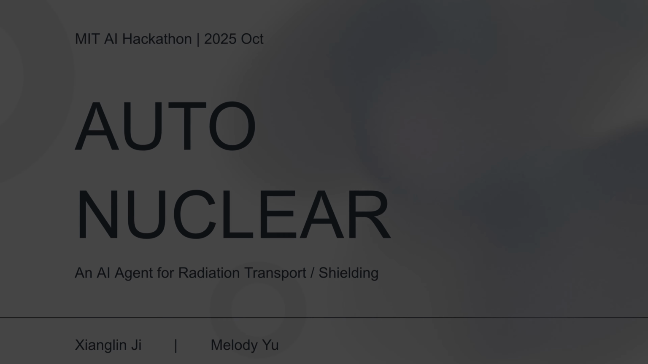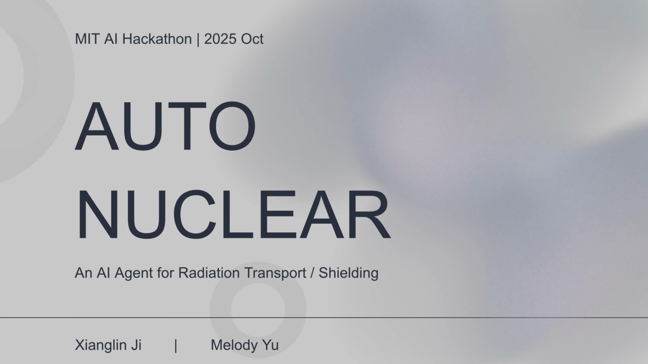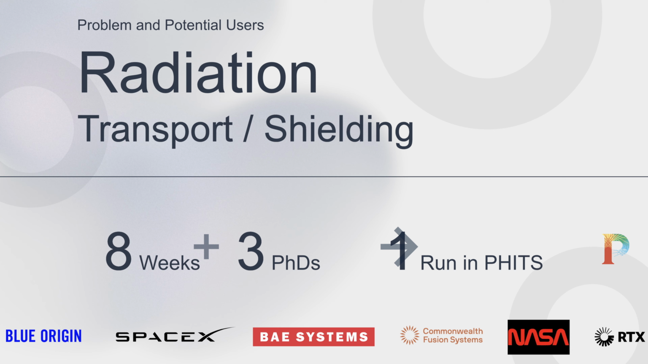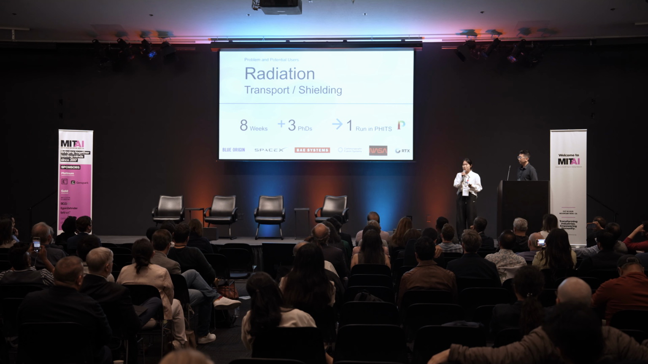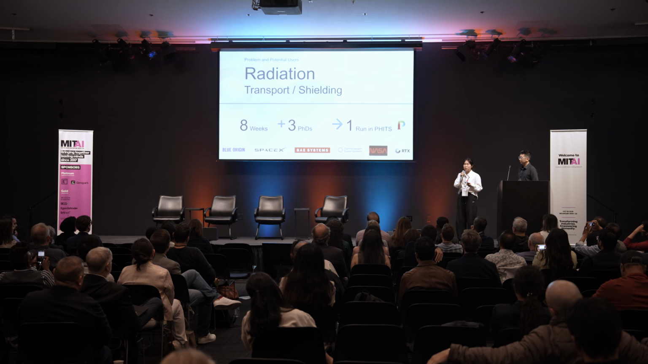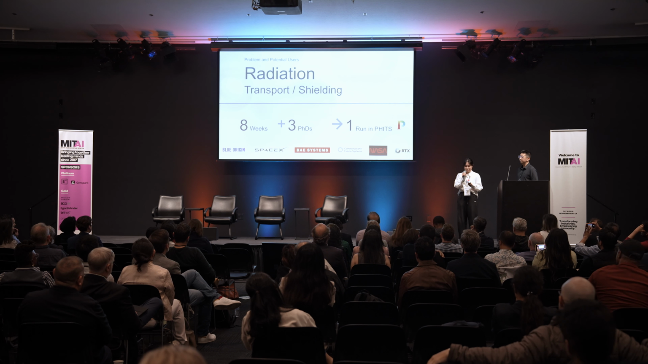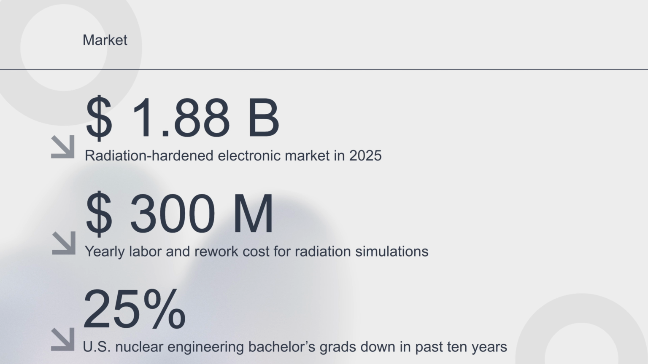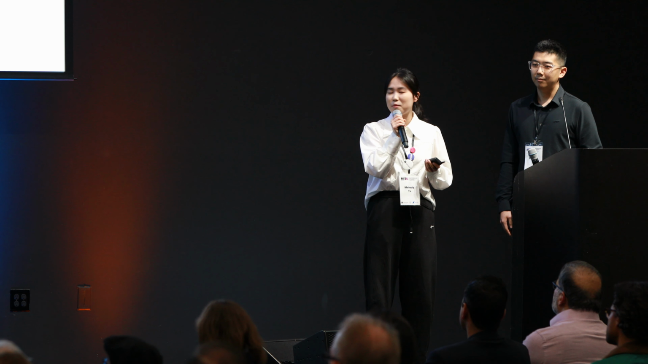Hi everyone, we are Nuclear, an AI agent that can transform plain language specifications into radiation simulations. Today, from SpaceX to fusion startups, teams rely heavily on tools like FATES for their radiation transport and shielding. But the first valid run in that software might take about 2 months and 3 PhDs' effort. It's a costly bottleneck in a $2 billion market. Roughly 300 million is spent on radiation simulation each year, but the talent in nuclear engineering in the US has been shrinking about 25% over the past decade.